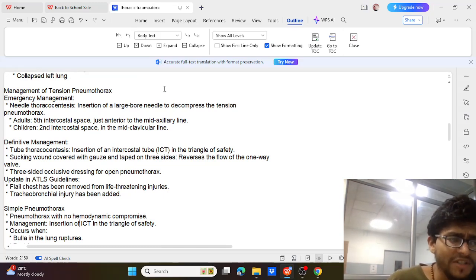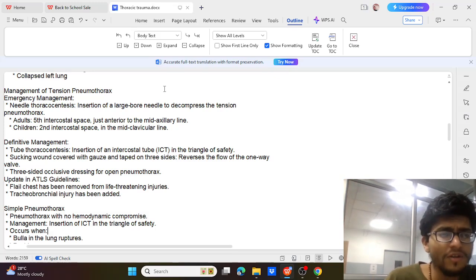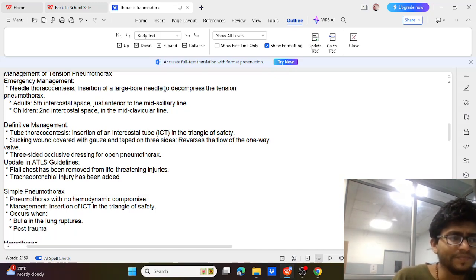Then after the emergency management, that is the needle thoracocentesis, where we introduce a large bore needle to decompress the tension pneumothorax, we go to definitive management, that is the tube thoracocentesis, tube thoracostomy we can also say, that is insertion of intercostal tube, ICT, in the triangle of safety. So we'll see it in detail. What happens is that the air comes out and we can improve our patient's health.